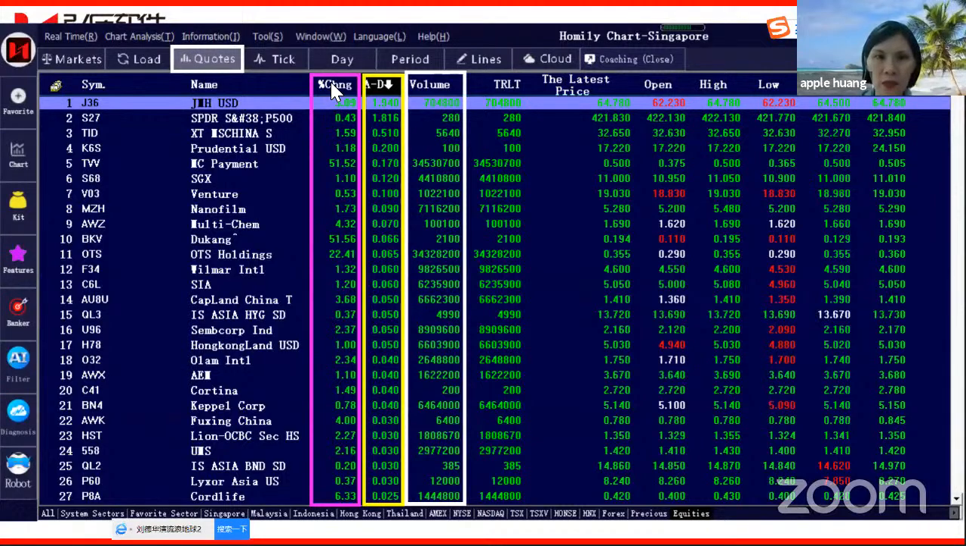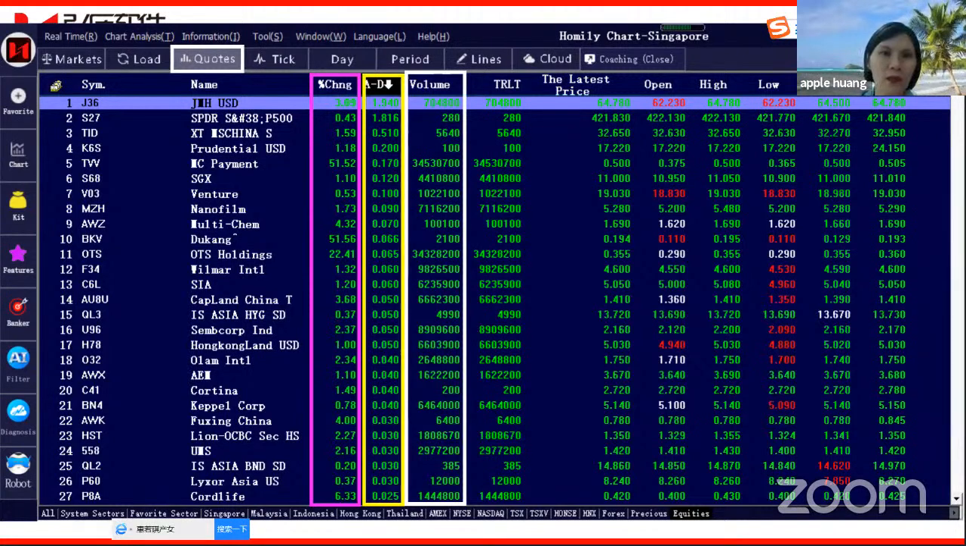Then the PC Kit will sort the stocks in order. You press the left button one more time, then it will change to ascending or descending order. So it is very simple: press one time, press the next time, and it will sort in either ascending or descending order.